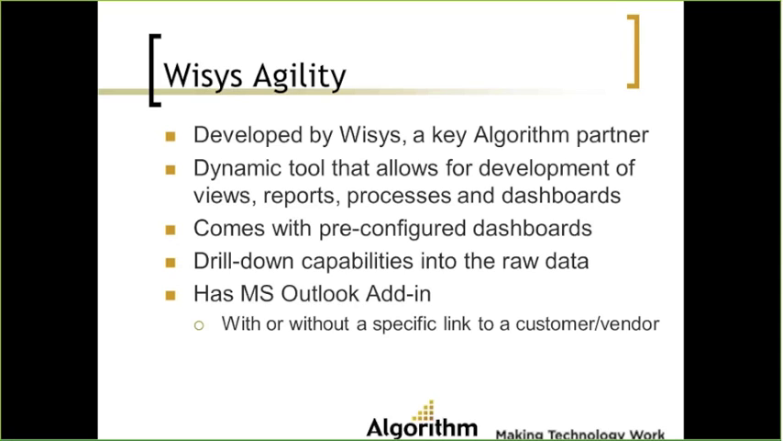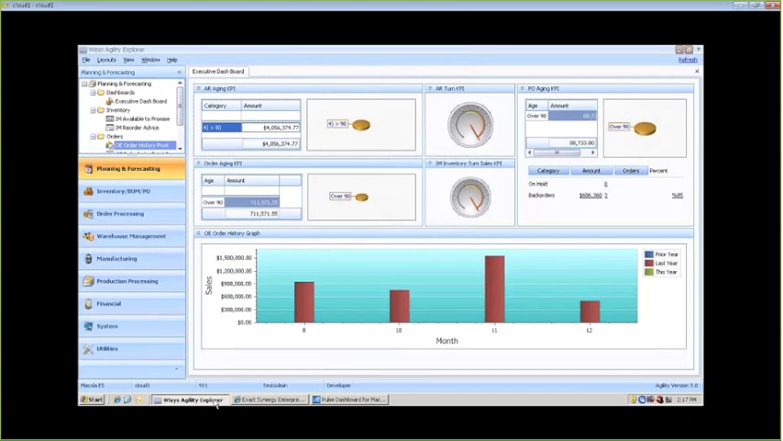Another nice thing about Agility, and Wisys, is that they have this Microsoft Outlook add-in, where imagine if you got an email from a customer or a vendor, and based on the email address that's associated with that, you could, at the bottom of your Outlook screen, have an aging report for that customer appear, or a list of open orders for that customer appear. The Agility tool allows that. Again, Wisys is a third-party partner that develops a number of different tools and applications around the Macola world, and Agility is kind of their dashboard tool, among other things.